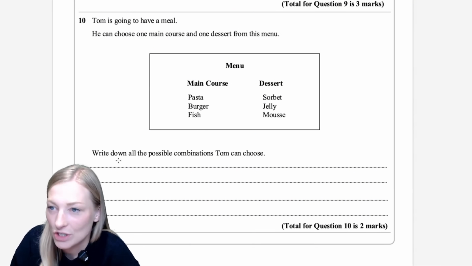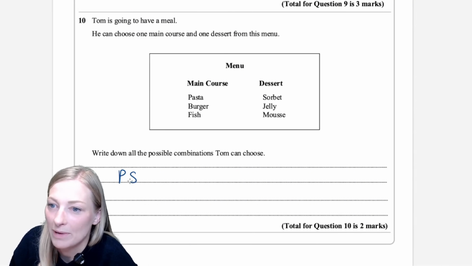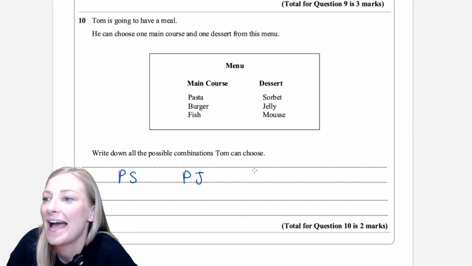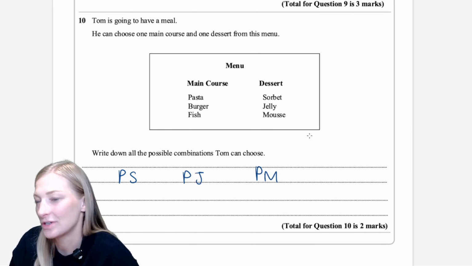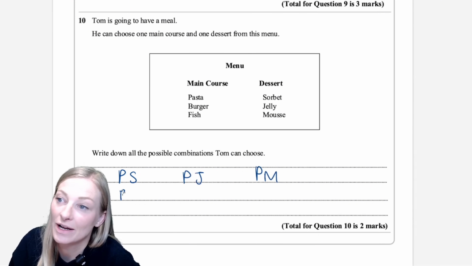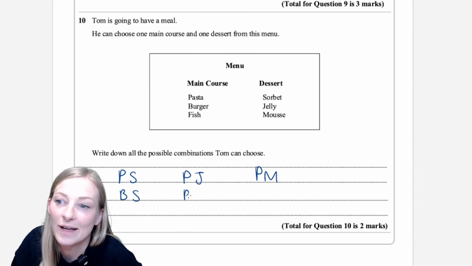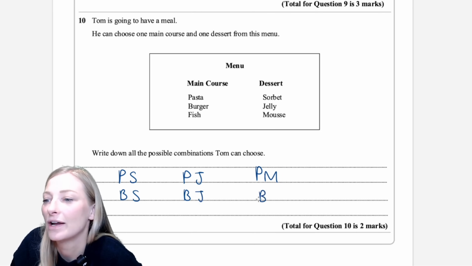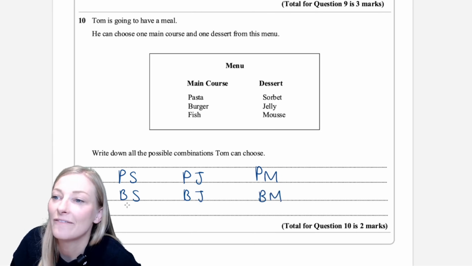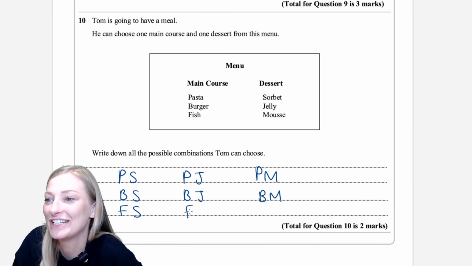So he can either choose pasta with sorbet, pasta with jelly, and pasta with mousse. Or he can pick burger with sorbet, burger with jelly, and burger with mousse. Or he can pick fish with sorbet, fish with jelly, and fish with mousse.